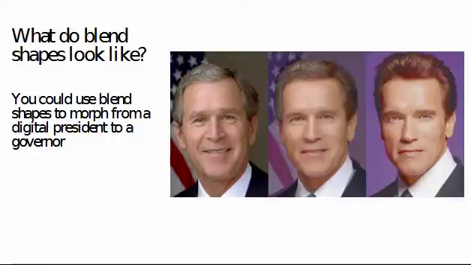Here's an example where we're morphing from a president, an ex-president, to a governor, or an ex-governor. And you can simply use a blend shape as long as the topology that creates George W. Bush is exactly the same. That is, the number of vertices in George W. Bush are the same as in Arnold Schwarzenegger. You can morph from one to the other and then back again.